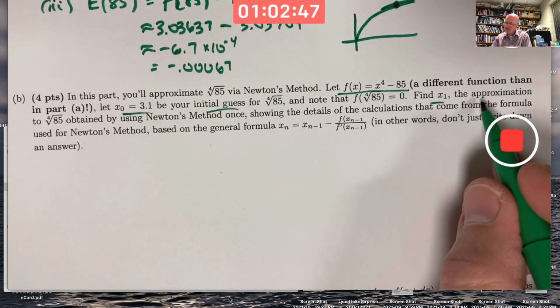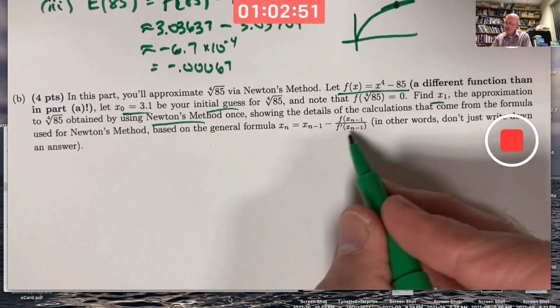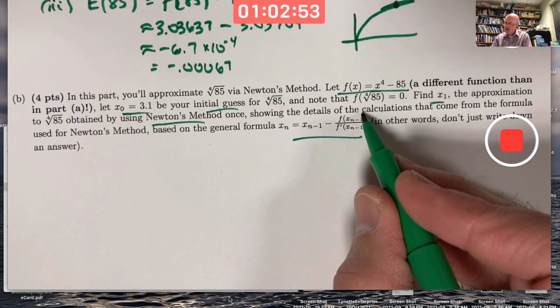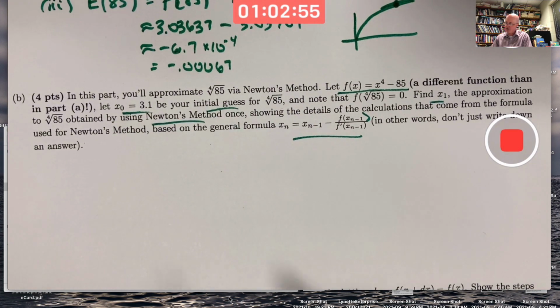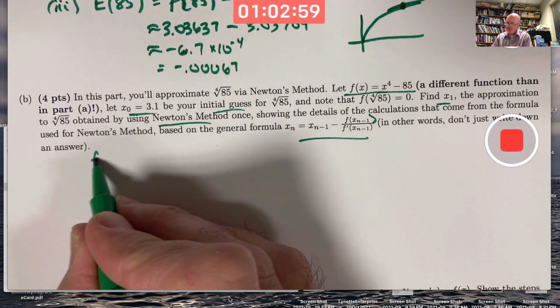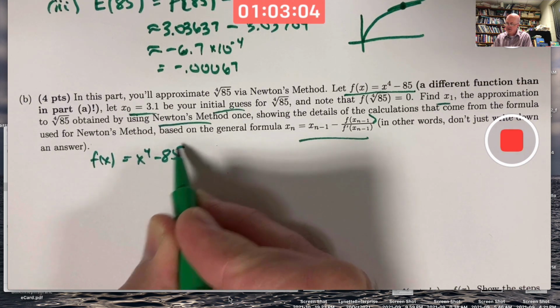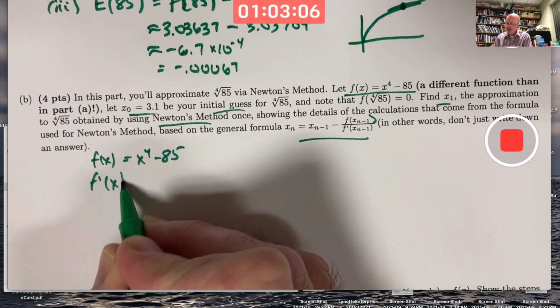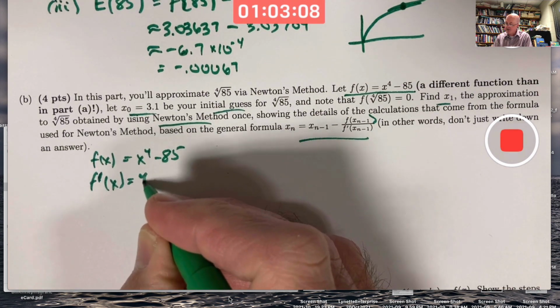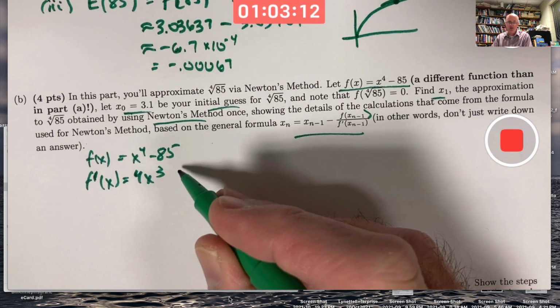Find x1, the approximation obtained using Newton's method, showing the details, and I even gave the formula here, though I should have put a parenthesis there. Okay. I'm being generous giving formulas here, but your teacher may not give you the formula, and I might not give my students the formula in the future, but I did here. So there's the function, there's the derivatives.